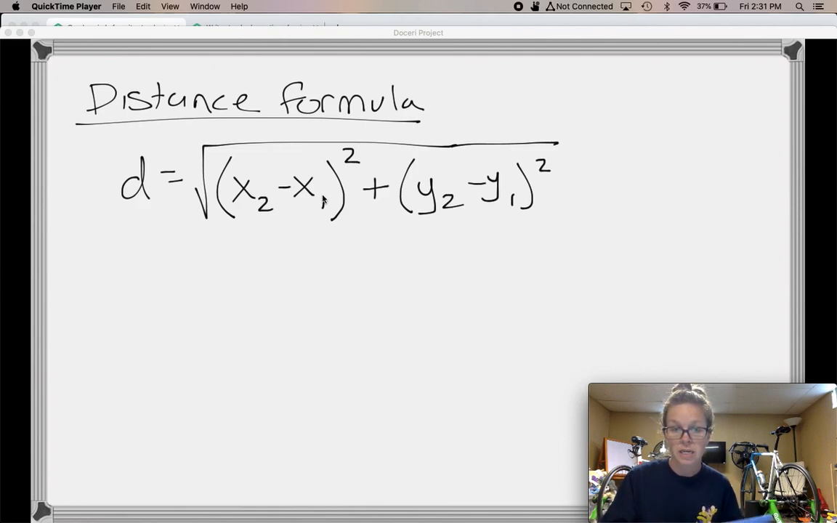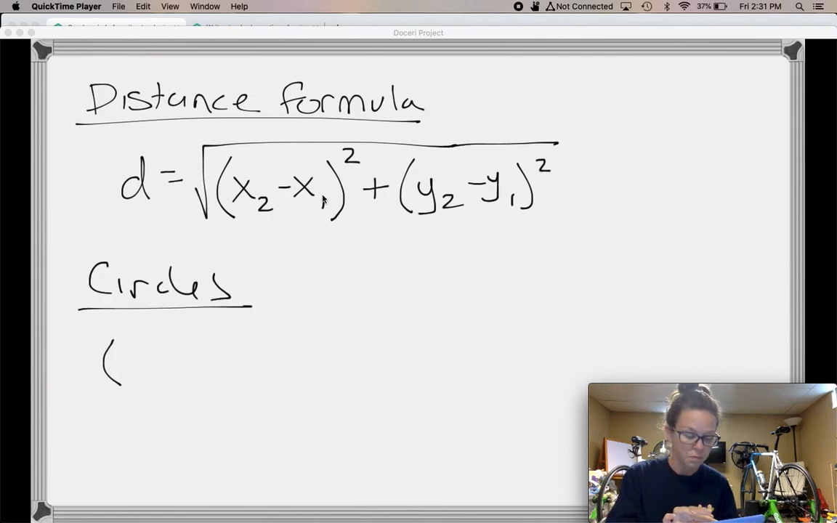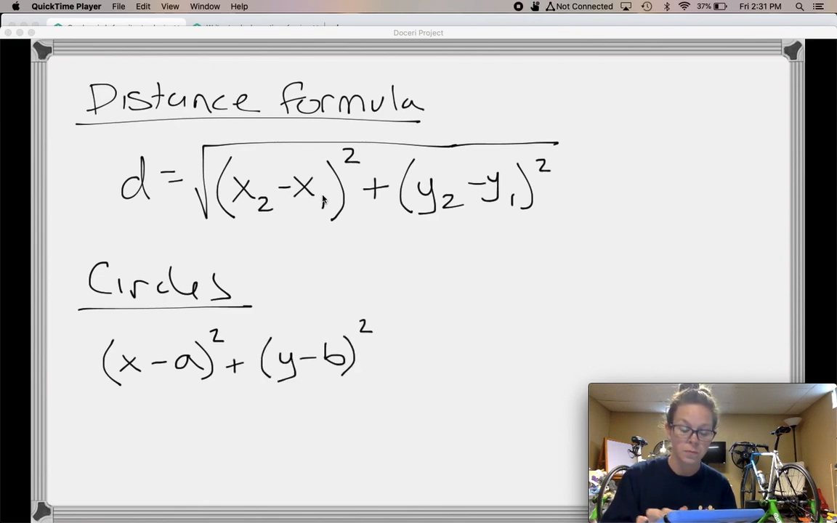Our other idea that we're going to be working with today is circles. And the algebra equation for a circle is x minus a squared plus y minus b squared equals r squared. All right, also a pretty big equation. Hopefully you see the connection between these. What do they have in common?